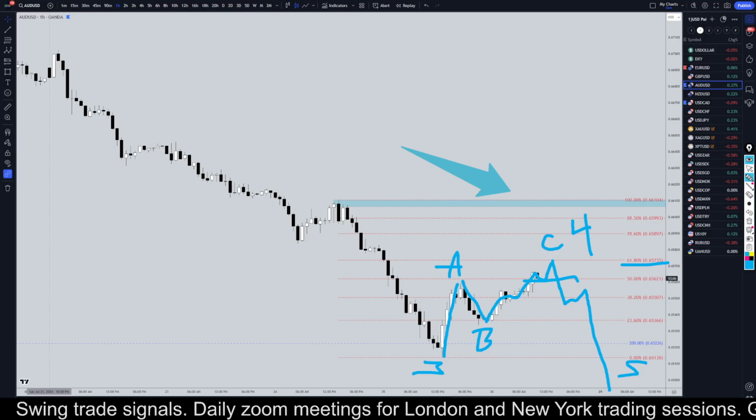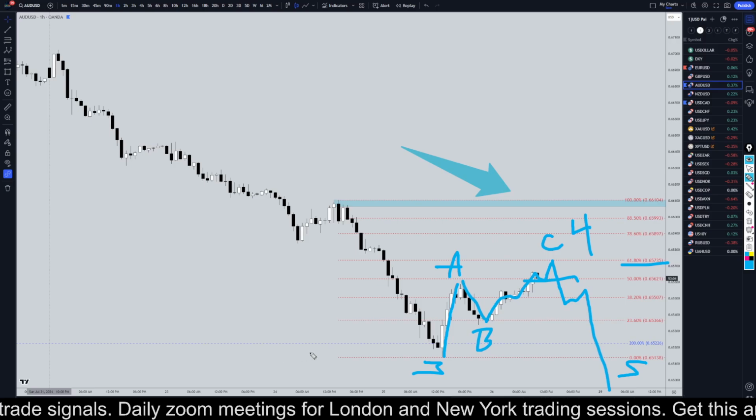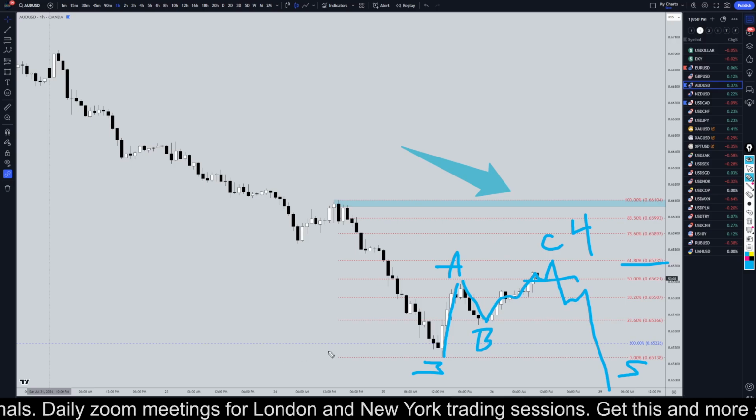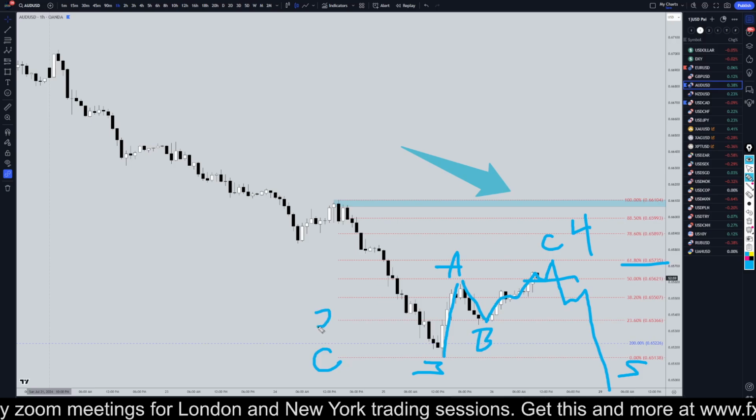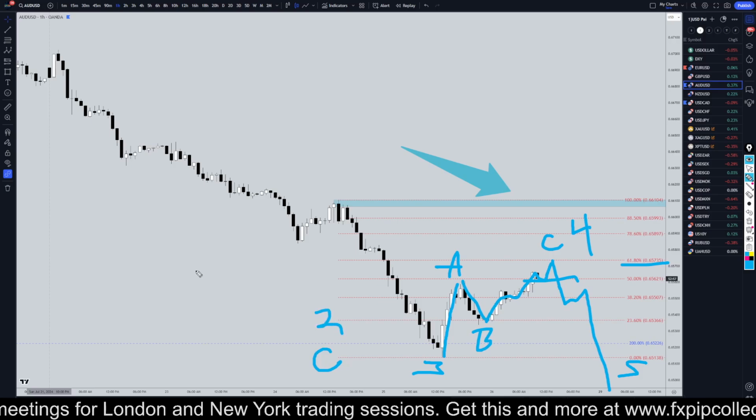This over here should be the wave 3. And I still think it's very likely to be an expanding flat, and we're currently in a wave C of wave 2 on the daily time frame.